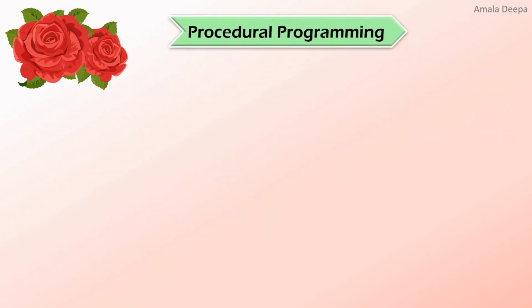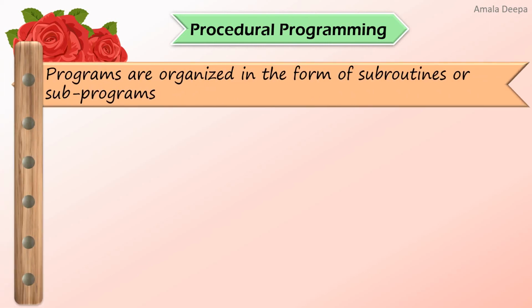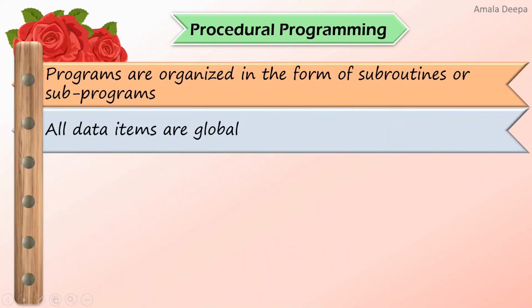Procedural programming emphasizes more on procedures. A procedure is a list of instructions given to the computer to perform a specific task. The following are the features of procedural programming. Programs are organized in the form of subroutines or subprograms. All data items are global. When data items are global, they are common to all the subroutines of a program.